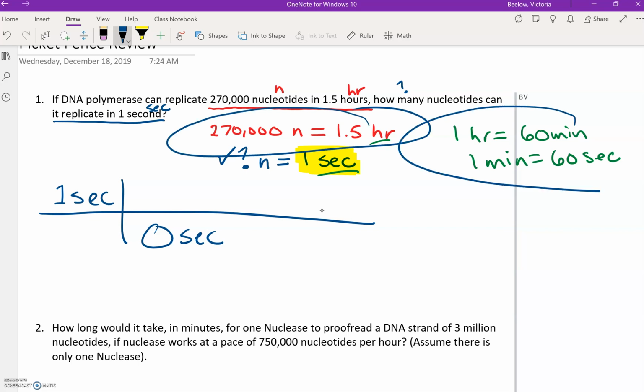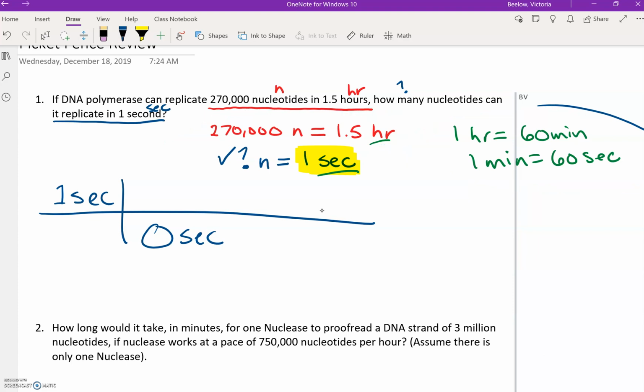Well, if I look at my other equalities, this is what we're going to plug into the Picket fence. I see that I have 60 seconds here, so I'm going to go ahead and put 60 seconds here. And whatever you put in the bottom, whatever goes above it needs to be equal to. So 60 seconds is equal to 1 minute, so I have to put 1 minute above it. And seconds would cancel in the top and bottom. All you did was convert seconds into minutes.